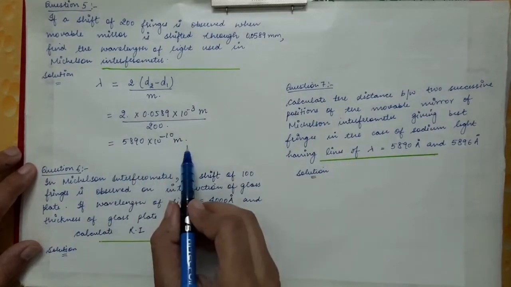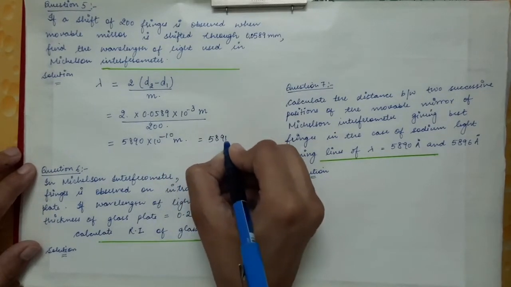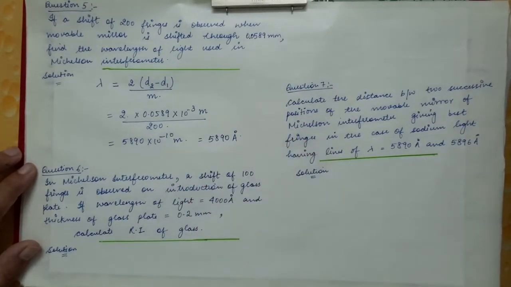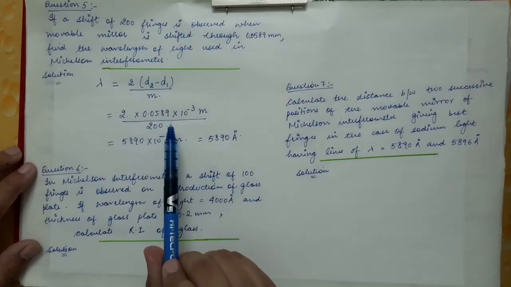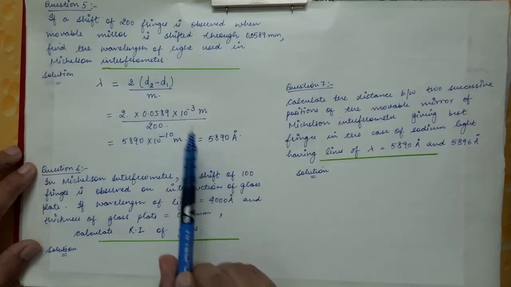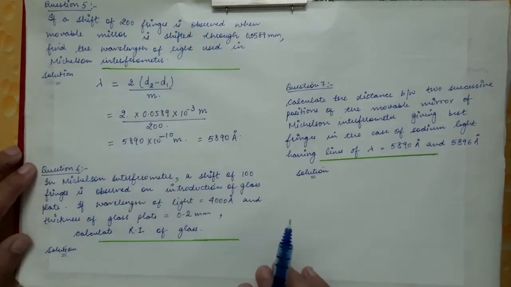So lambda will come out to be in terms of meters. So this can be written as 5890 Angstrom. So this is the wavelength of the light, and this is one of the applications of the Michelson interferometer, that it helps us in finding the wavelength of the source.